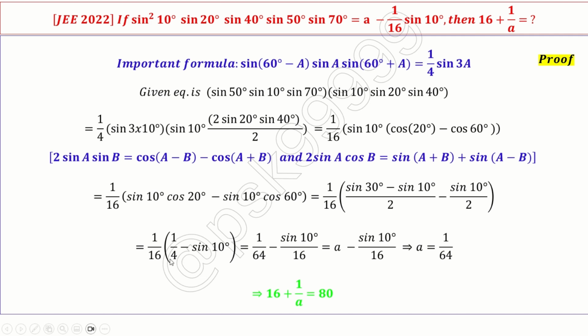That is simplified further to 1 by 16 into (1/4 minus sine 10 degrees). I am leaving it in terms of sine 10, which is there already. So I will leave it as 1 by 64 minus sine 10 degrees divided by 16, which is in the form of a minus sine 10 degrees divided by 16. So a is equal to 1 by 64. It's just a matter of using this formula and solving this equation. Now what is asked is 16 plus 1 by a, which is 16 plus 64, which is 80.